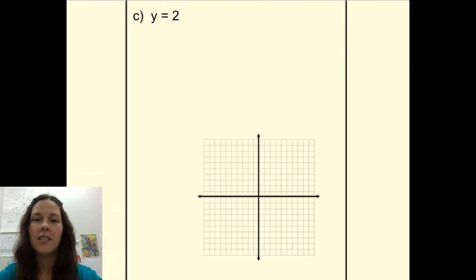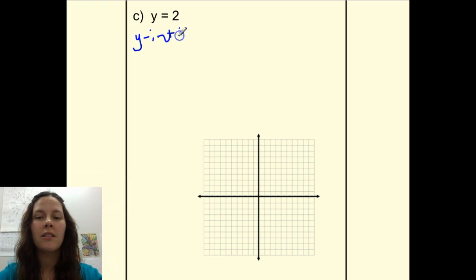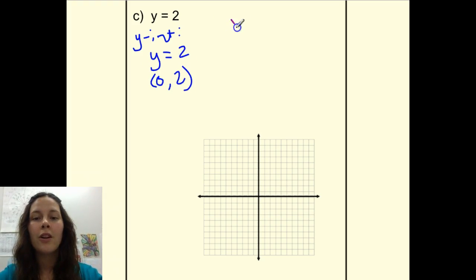And of course, we need to see a special equation. We've got y equals 2. So we can think about solving for our y-intercept. If we replace x with 0, well, there's no x to replace, so we get y equals 2. So our y-intercept is 0, 2. For our x-intercept, let's see what happens when we replace y with 0. We get 0 equals 2, which is not true. What that means is there is no x-intercept.